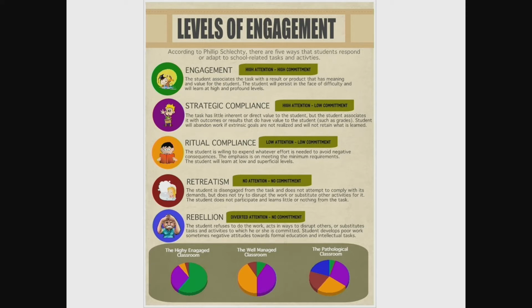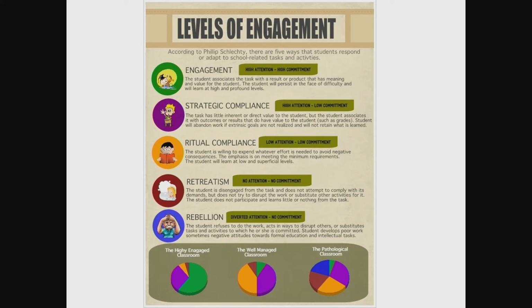The orange section represents ritual compliance. These students have low attention and low commitment. They are learning at low and superficial levels and only doing the bare minimum to avoid negative consequences. The maroon section represents retreatism. These students have no attention and no commitment. This will look like a student laying their head on the desk or simply doing nothing.